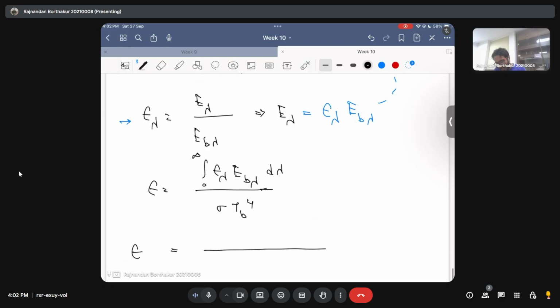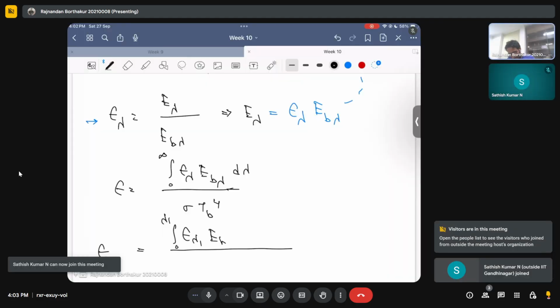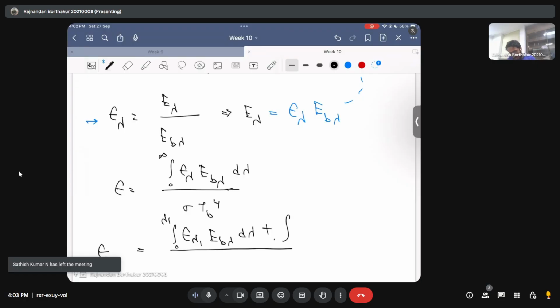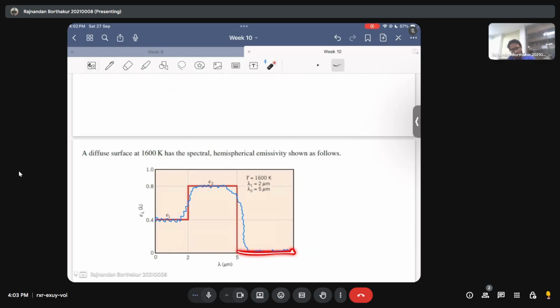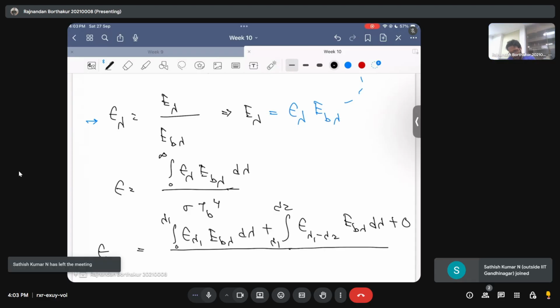We'll write epsilon as the integral from 0 to lambda 1 of epsilon lambda 1, because we know that within this band epsilon lambda is equal to epsilon lambda 1, times E_B lambda d lambda, plus the next band, from lambda 1 to lambda 2. So this becomes the integral from lambda 1 to lambda 2 of the emissivity within that band times E_B lambda d lambda, and then it is 0, because we know that epsilon is 0 from 5 onwards. Then we can write this as sigma times T_B raised to the power 4.